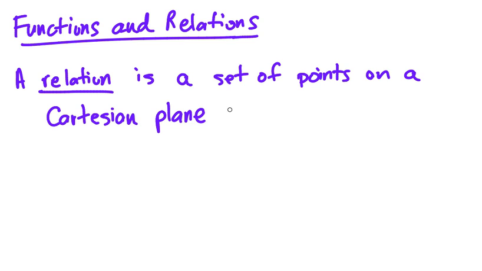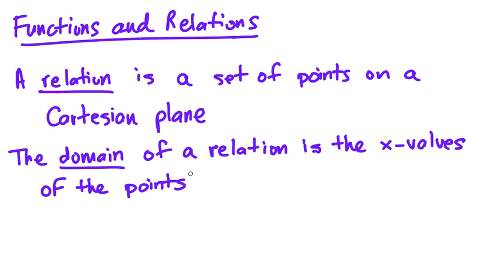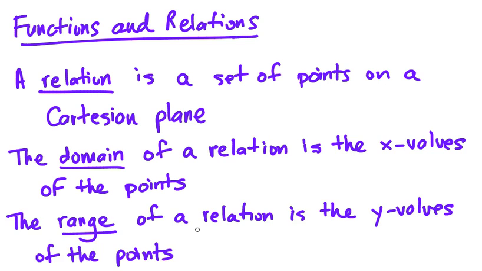We're going to care a little bit more about certain kinds of relations and certain qualities of the relation. And one of those main things that we care about is something called domain and range. And the domain of a relation is all the x values of all the points in that relation. And sometimes you just list them out, and sometimes there are more efficient ways, and we'll get to that in a second. And similarly, the range of a relation is the y values of those points.